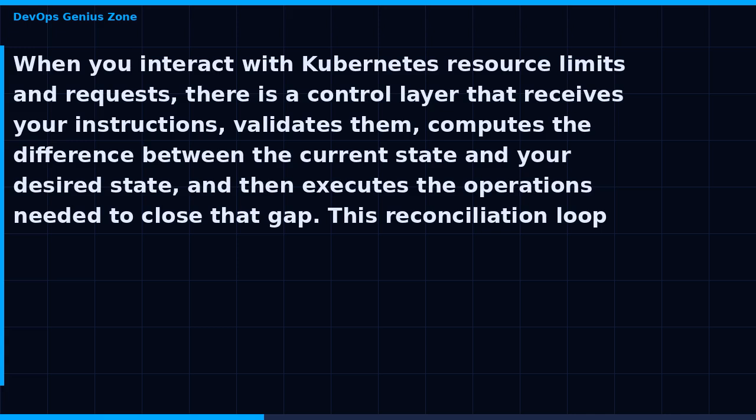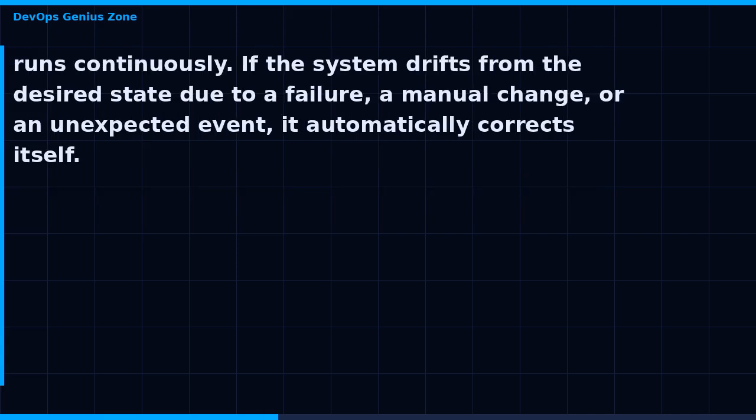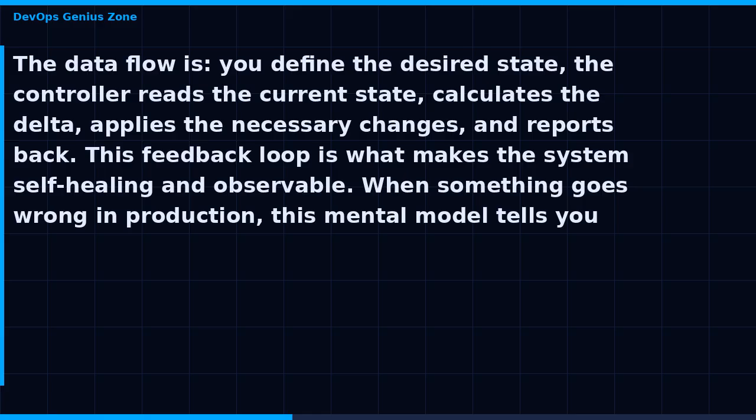The data flow is, you define the desired state, the controller reads the current state, calculates the delta, applies the necessary changes, and reports back. This feedback loop is what makes the system self-healing and observable. When something goes wrong in production, this mental model tells you exactly where to look to diagnose the issue quickly.